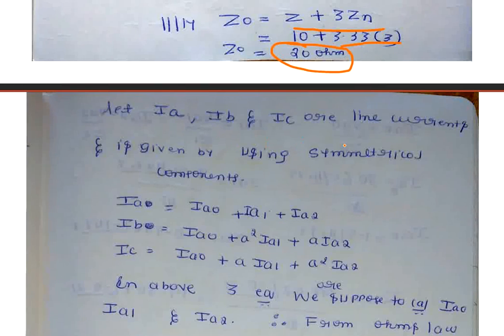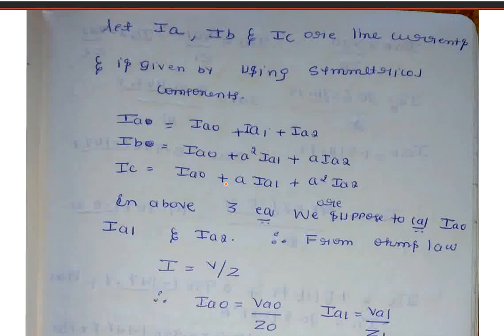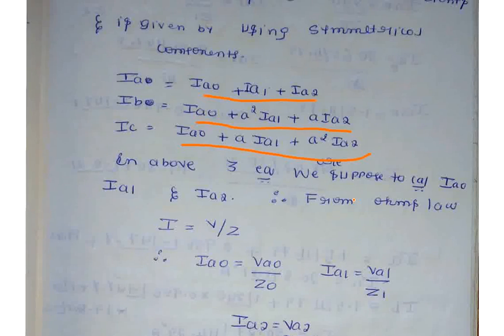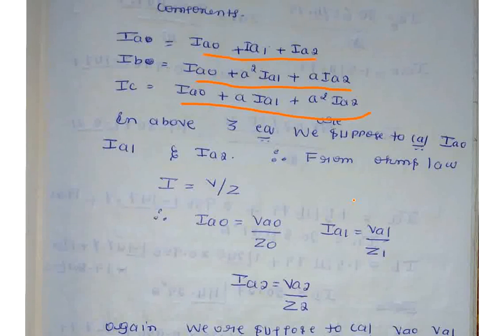Now, let IA, IB, IC be the line currents, given using the symmetrical components. IA is IA0 plus IA1 plus IA2, from the symmetrical components in terms of line currents. This you know: IA0 plus A into IA1 plus A square into IA2. Now, basically what is I? It is voltage by impedance. It is simple. From Ohm's law only we will find this.